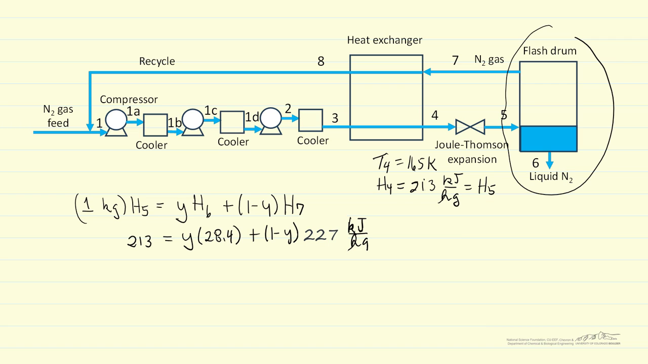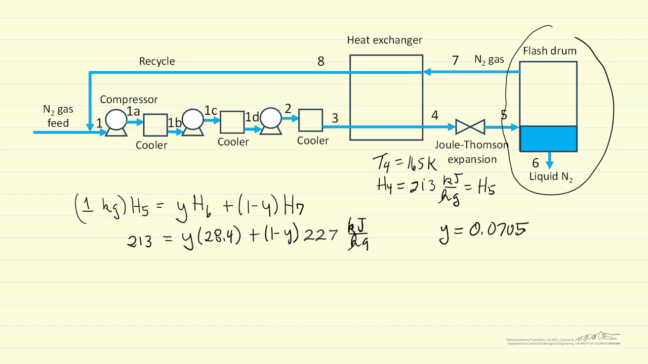Well, I can solve this equation for Y, and Y is 0.0705. So this says 7% of what's fed into Joule-Thomson ends up as liquid. The rest, the 93%, is recirculated and has to be recompressed, go through the heat exchanger again, etc.